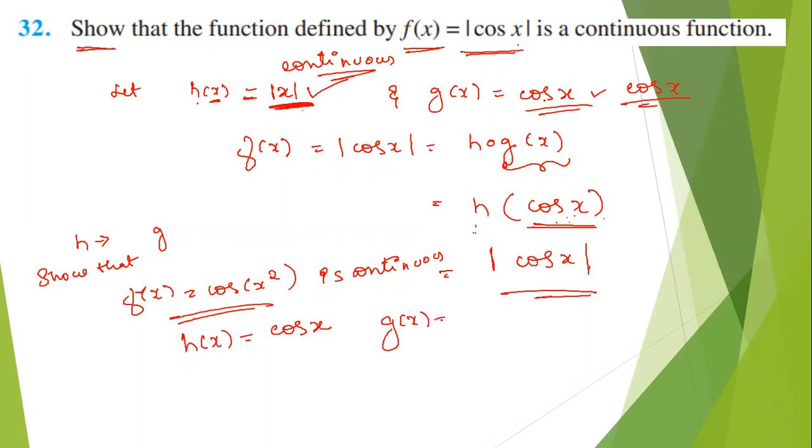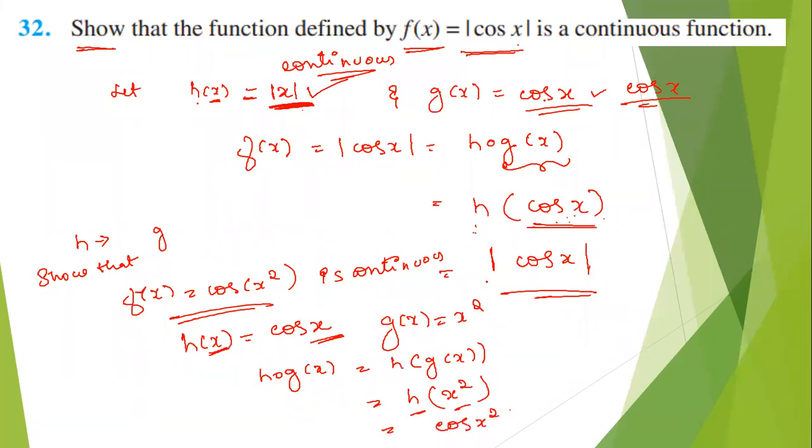G of x, take it as x square. So what will be h composition g of x? That will be h of g of x. That is h of x square. We know h of x is cos x. H of x square will be cos x square. We know x square is continuous. Cos x is continuous. So h composition g also will be continuous. Got it?